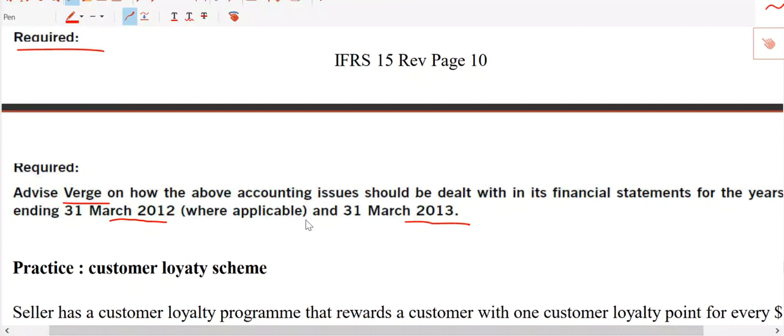When you see this kind of requirement, the first year, "where applicable," means this is optional. Not every part of the question will talk about 2012, but for sure they will talk about 2013, because for 2013 they didn't put a bracket "where applicable." So for sure it is 2013 that we need to discuss, but 2012 depends on the situation. If the question talks about 2012, then we also talk about 2012.